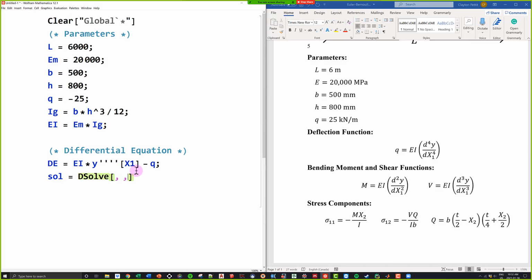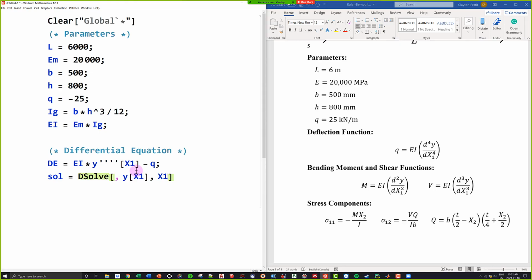Now, the second and third arguments are actually really simple. The second argument is, what equation are you trying to solve for? Well, we already know that we're trying to solve for y as a function of x1. That's the whole goal here. We want to find out what that deflection function is. The final argument is, what variable are you using? Well, we know that y is a function of x1, so I'm just going to put in x1.